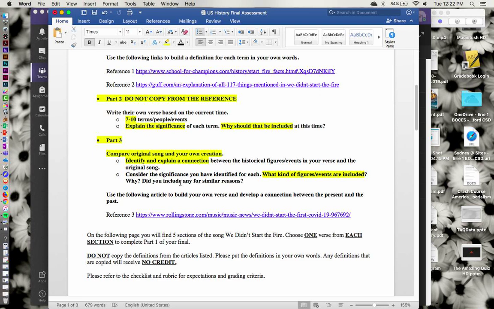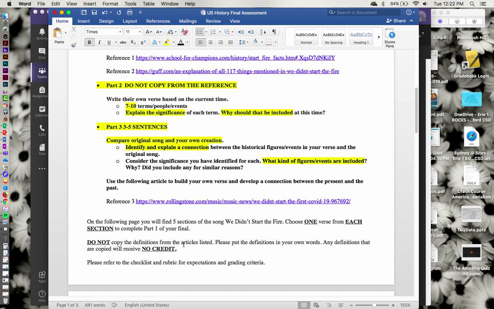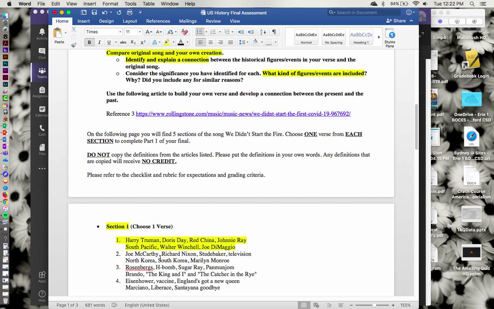Just tell me in a short paragraph, just 3 to 5 sentences here, comparing your original creation to the original song. And you can also use that third reference, the Rolling Stone article, to help you identify that connection. Now, again, on the following page, I included those sections with all of the verses to the song. Remember, you are only choosing one verse from each section to do that part one on.